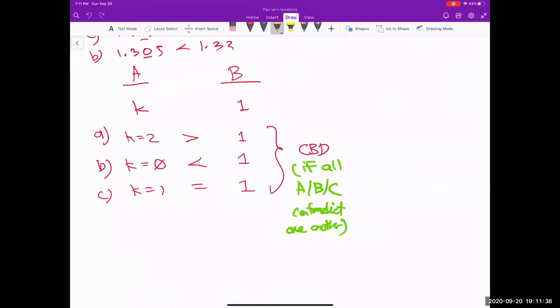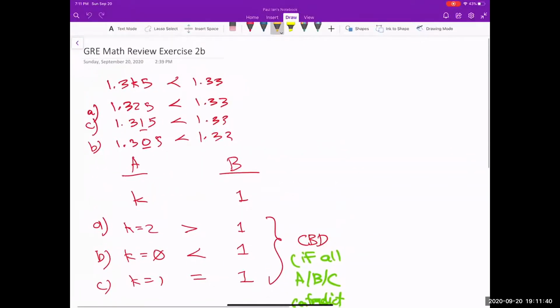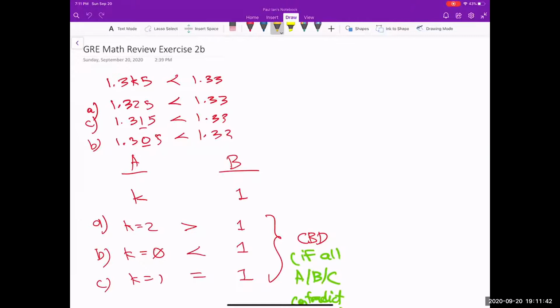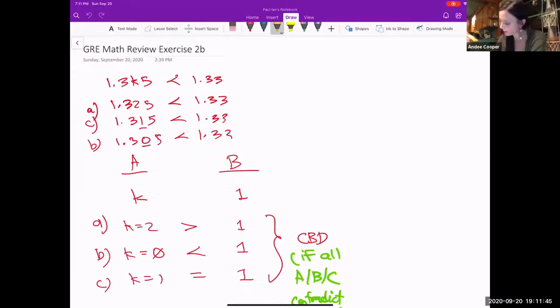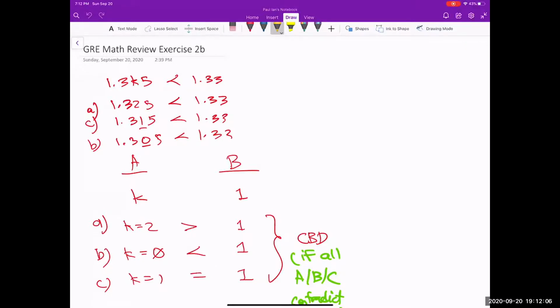And next one. Okay. What about this one? All right, so K is a digit in the decimal, and it's less than 1.33. Yeah, this is another digit problem. K would have to be 1 or 2.